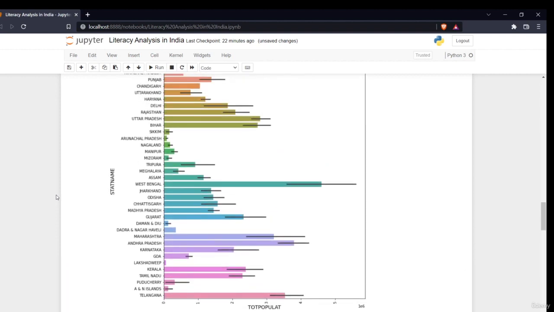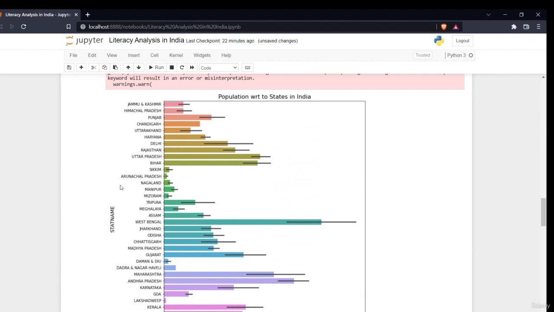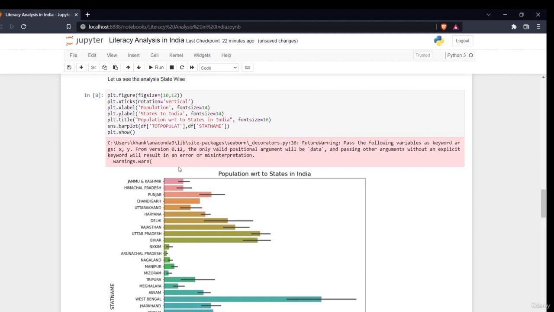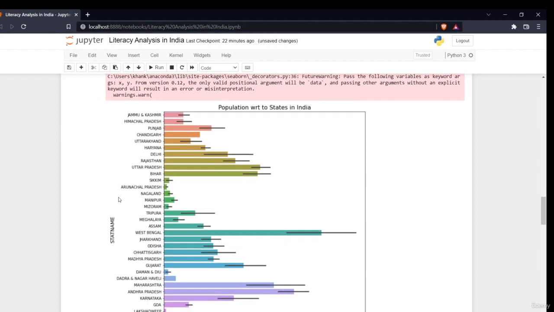So that is Uttar Pradesh. I don't know, it is something with respect to states. I think that is why it is not the total population. It is with respect to the state. I think that is why it is showing me like this.